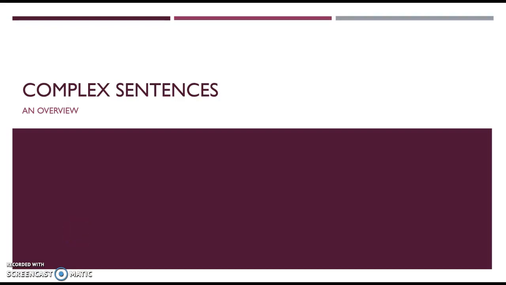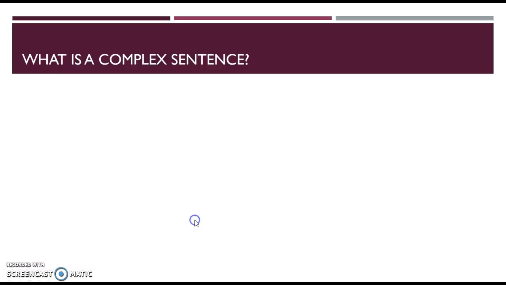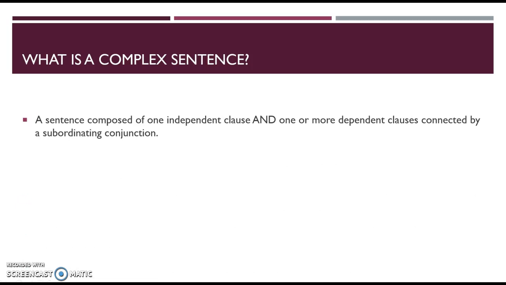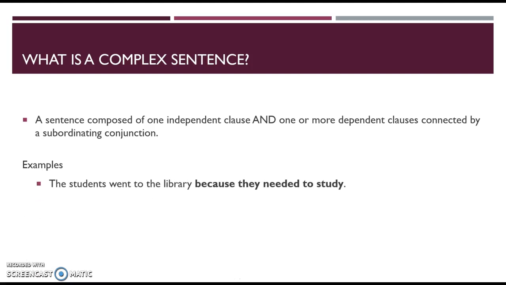In this short video, we'll be discussing an overview of complex sentences. So what is a complex sentence? A complex sentence is a sentence composed of one independent clause and one or more dependent clauses connected by a subordinating conjunction. So let's look at some examples.